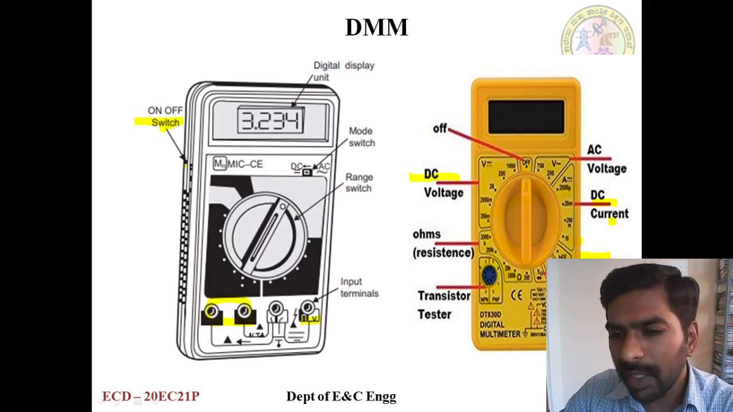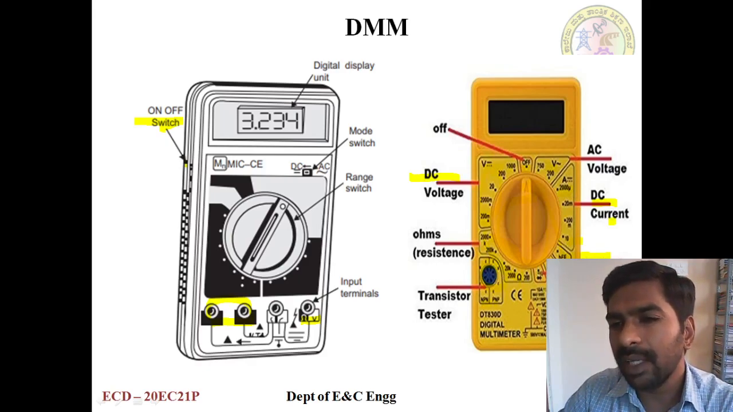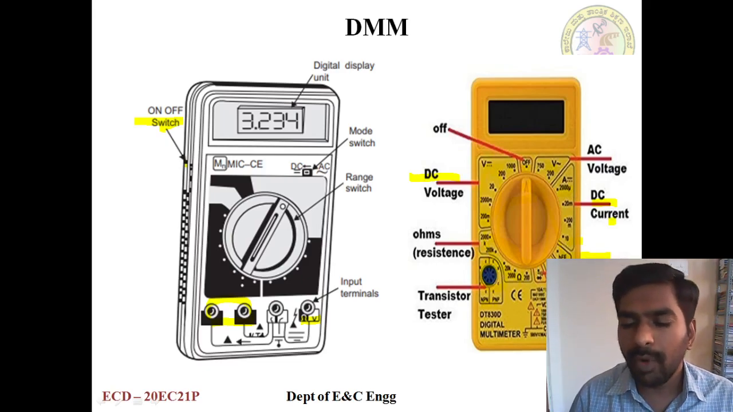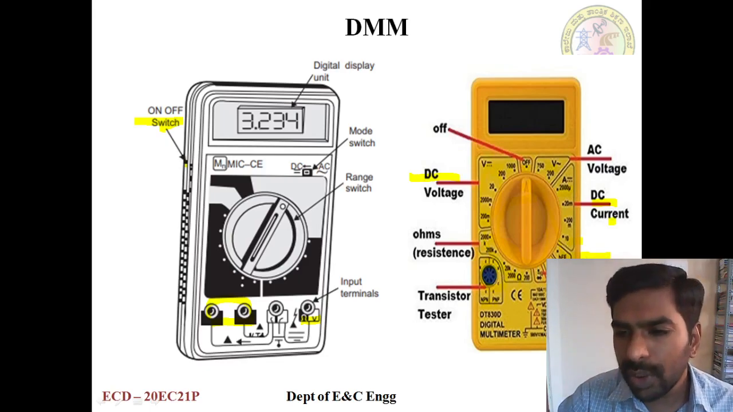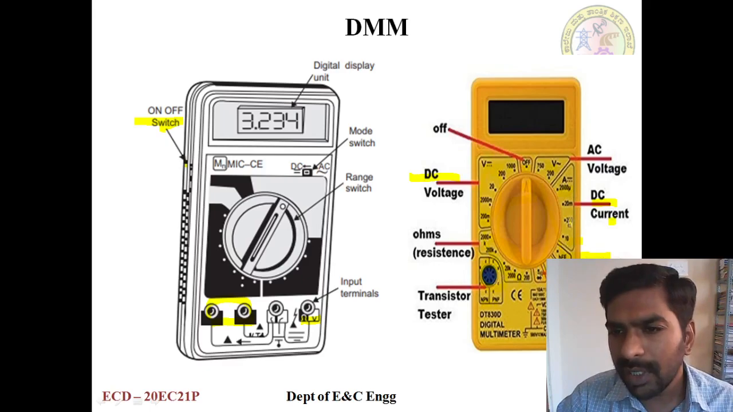And there are 3 connecting points. One is negative, that is common, represented as COM, and a positive point, and there is a 10A max. That means if we want to measure a current of more than 1 ampere, or a larger current, we need to use this point and this common point. And the mode is set here to 10 ampere current.